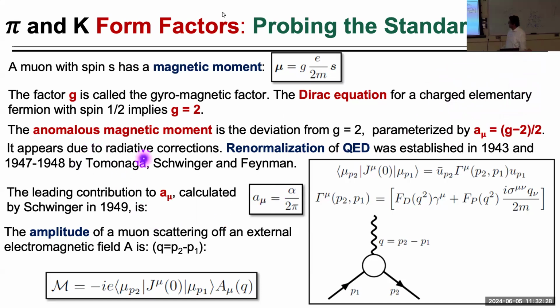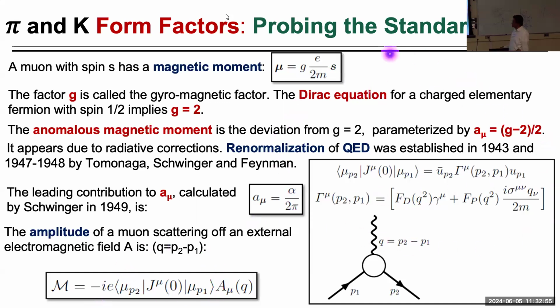And of course, this calculation was possible after the renormalization by Tomonaga, Schwinger, and Feynman. Schwinger himself was the one who did the first computation of it in 1949 at the one-loop level, giving us the result of alpha over 2 pi, which is, I think, 0.01166. The amplitude of a muon scattering off an external electromagnetic field is like this.